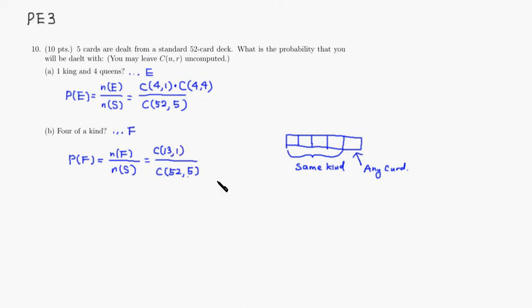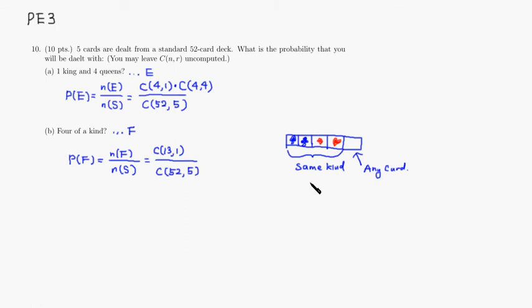Once you choose a kind, you're going to have to use all 4 suits. So you have the same kind as a spade, a club, a diamond, and a heart. So it has all 4 suits of the same kind.